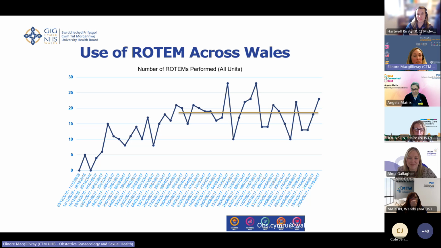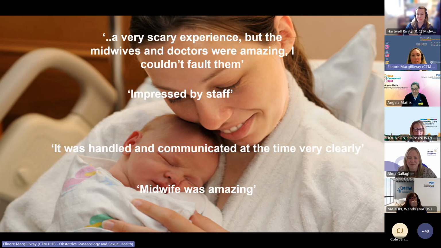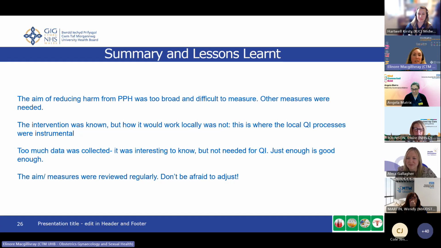And then, you know, use of our ROTEM. So all of our process measures as well as our outcome measures, we collected and we shared those as well as our experience data. So just by way of a summary, we started off with a fairly vague, broad aim. So we needed to look at kind of proxy measures, I suppose, for what constitutes harm.